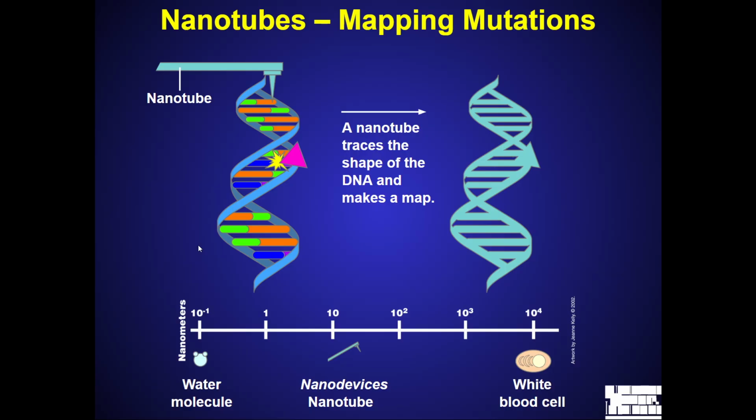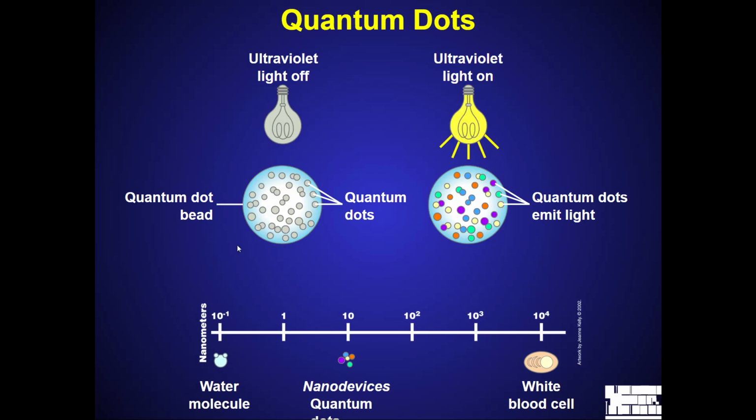So once a mutation has been tagged by the bulky molecule, a nanotube tip resembling a needle, such as the needle on a record player, can trace the actual shape of the DNA and then further pinpoint the mutated regions. Basically, it creates a map of the DNA molecule and identifies mutations. That's really all one has to know.